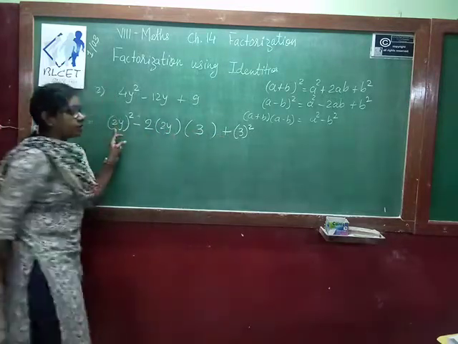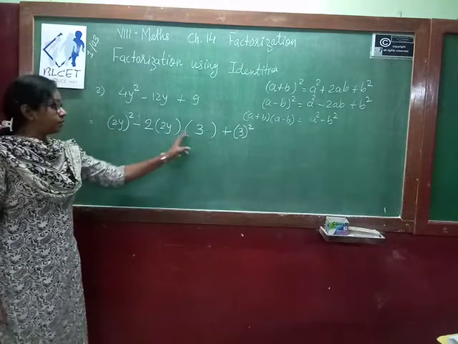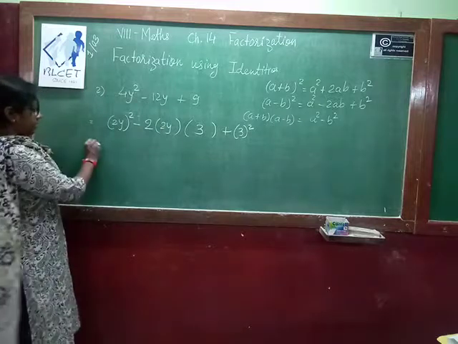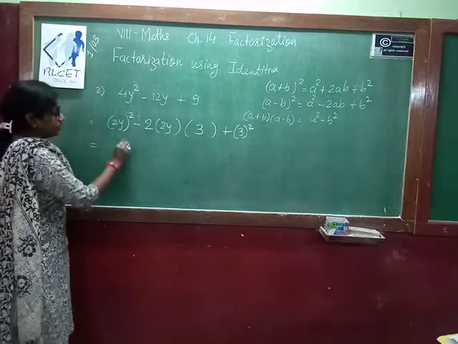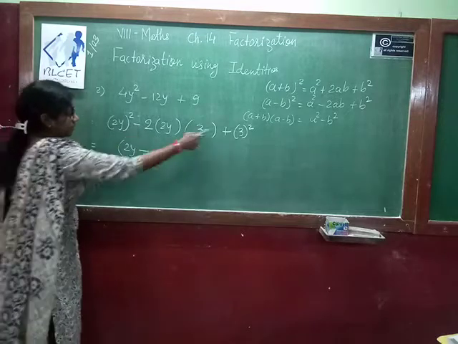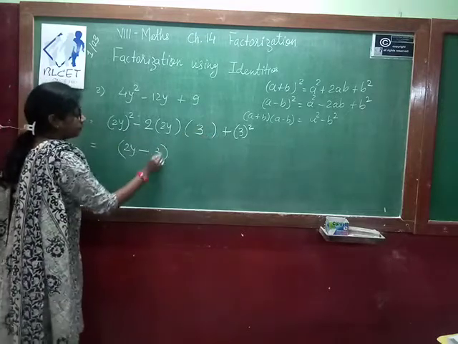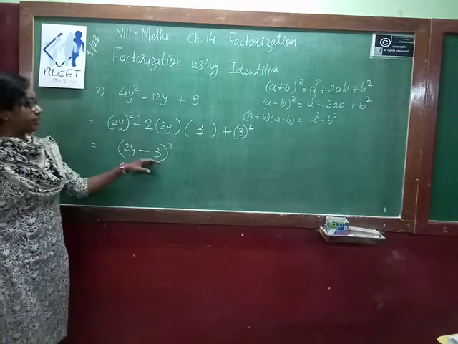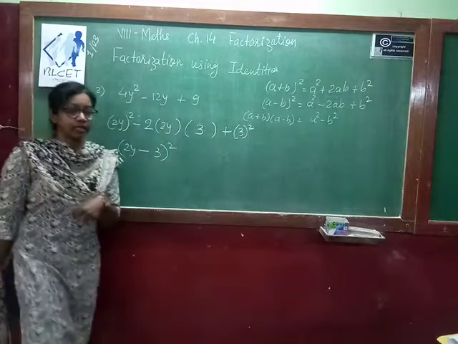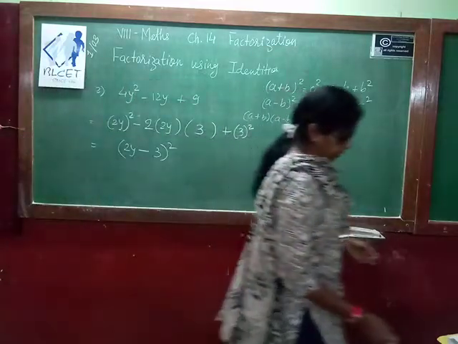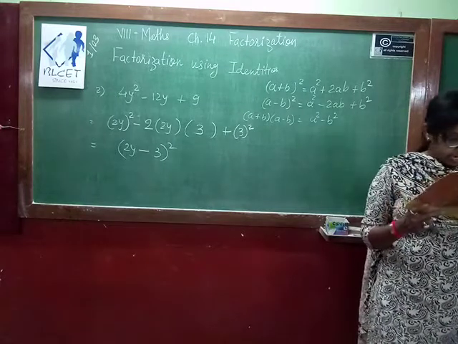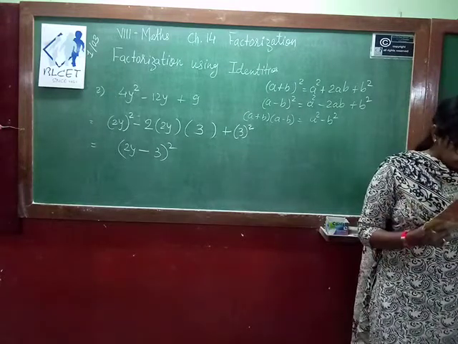3. If you want to check your answer, 2 times 2y times 3 gives 12y, and you will get this middle term. So what is my answer? 2y first term, middle term sign minus, 3 whole square. So these are the factors of 4y square minus 12y plus 9. This way we can solve the questions. Let's see one more example: 49p square minus 36.